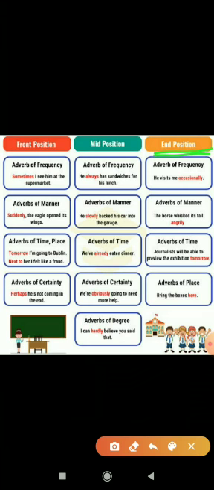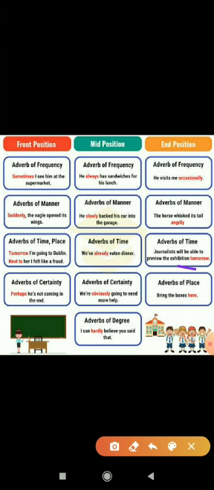Now we have some examples with adverbs taking the end position. For example, he visits me occasionally. This is an adverb of frequency. And here we can see that occasionally is taking end position in the sentence. Another example is the horse whisked its tail angrily. Here as well we can see that angrily, the adverb of manner, is at the end of the sentence. It is taking the end position.